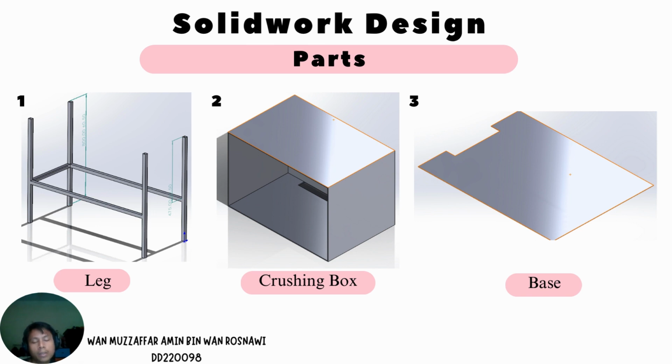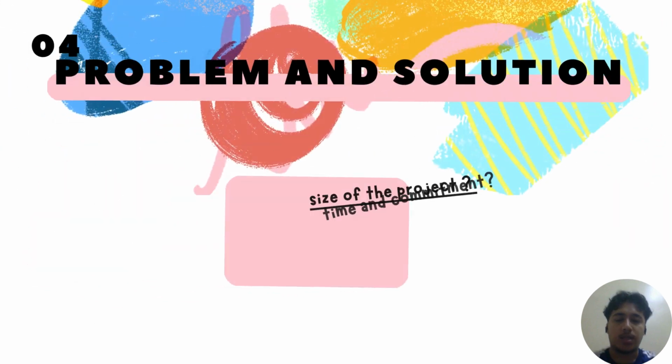As you can see, between the crushing box and the base there is a gap. The gap is designed to let the can fall down when the can is put inside the crushing box and crushed, and the length of the can will be reduced to the length of the gap, so it will fall down. So that's all from me. Thank you very much.